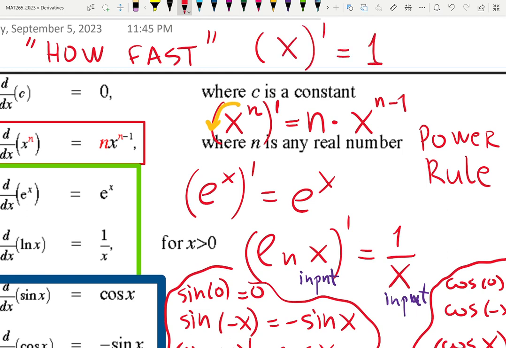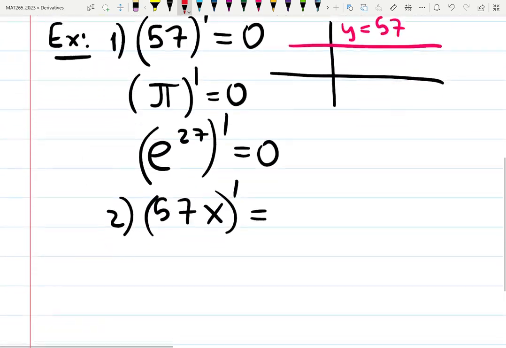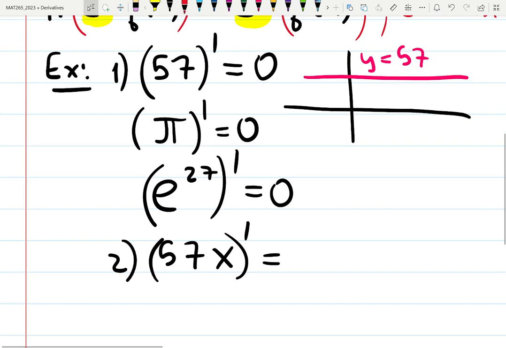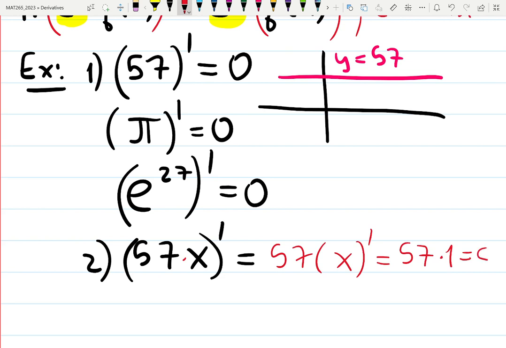Just remember that. It comes from the power rule. The 0 goes down, blah, blah, blah. X to the 0 is 1. So 57 is a constant. So it's going to be 0 times 1? No. Just 57, because 57 goes outside. And the answer is 57, because x prime is 1. So let me write down, times 1 equals 57.